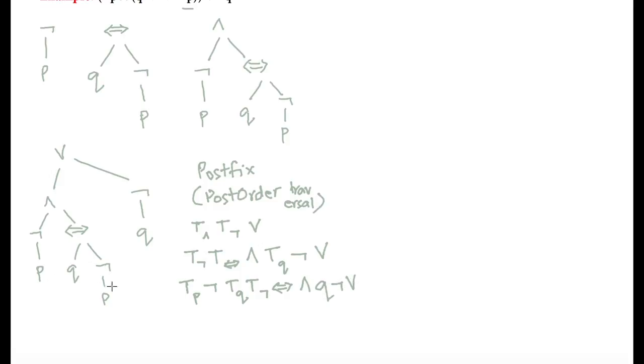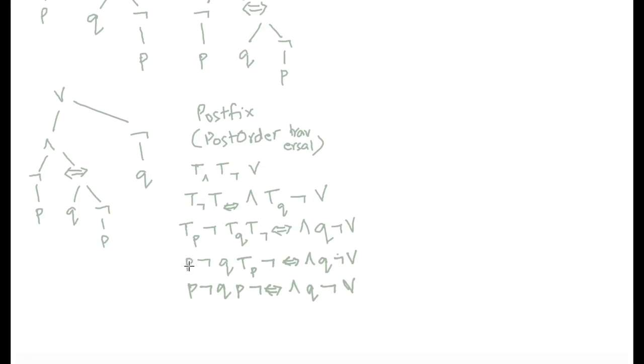Now tree rooted at P is just P itself because it's its own root. Tree rooted at Q is also Q. So tree rooted at NOT is tree rooted at P, and then this NOT sign. Then we have no more trees left on this side. Now tree rooted at P is just P. So P. Okay, so this is my postfix notation for this tree.